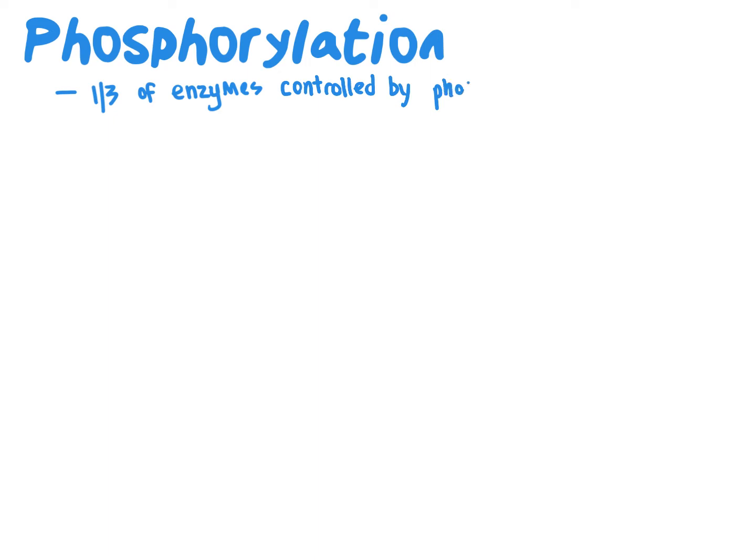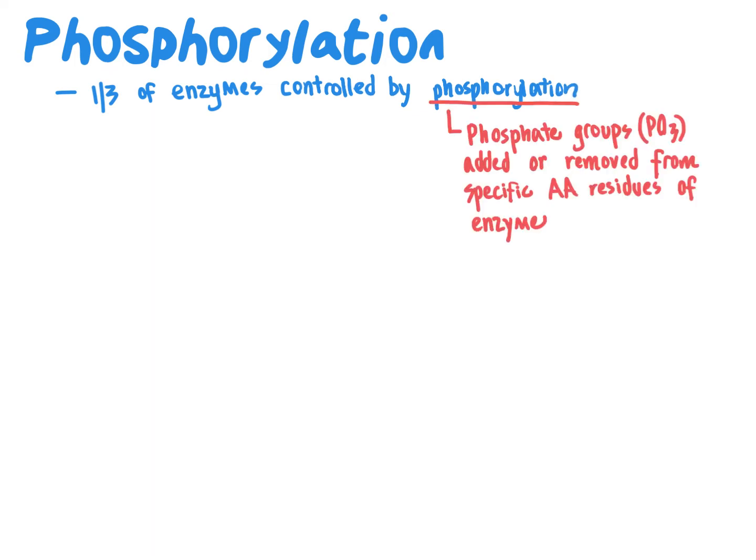What happens in phosphorylation reactions is that phosphate groups, PO3, are added or removed from specific residues of the enzyme, and by adding or removing phosphate, that impacts the activity of the enzyme by either changing the three-dimensional shape of the enzyme and therefore impacting how the enzyme binds to its substrate at the active site, or by the phosphate group directly engaging at the active site and interfering or activating the binding of the substrate to the active site.